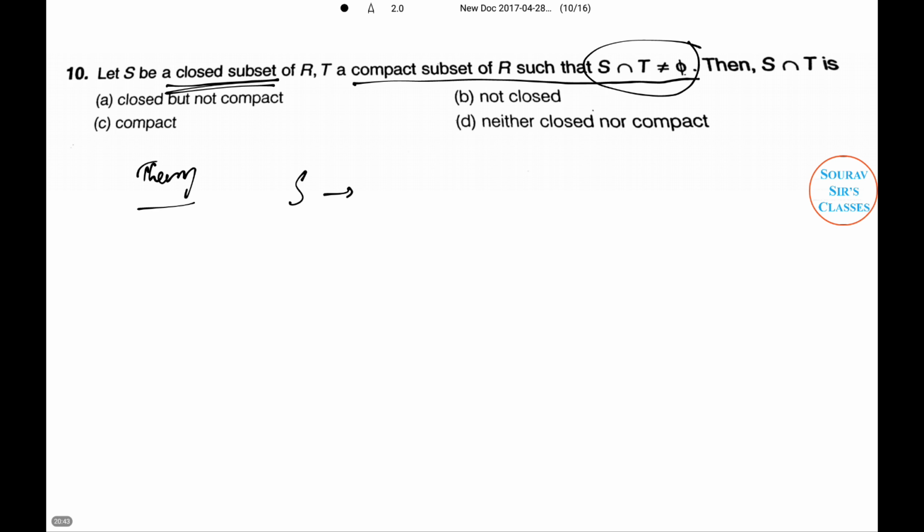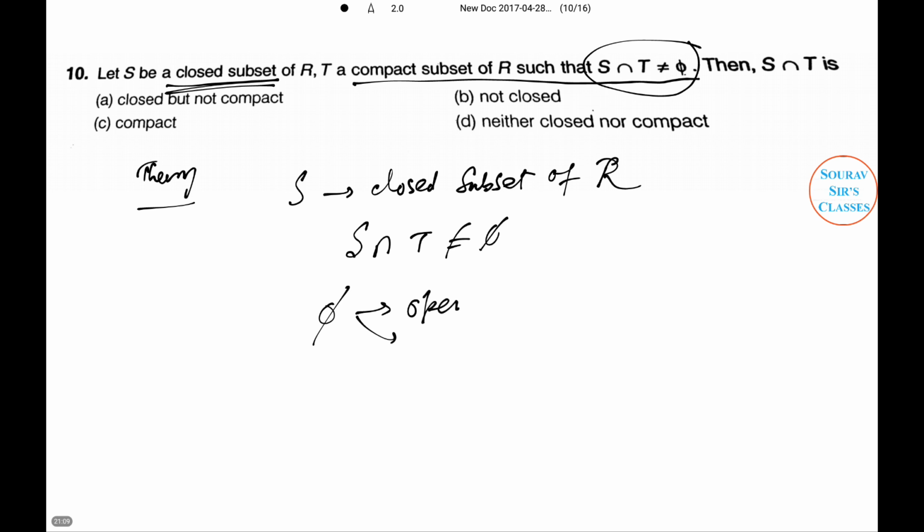Given that S is a closed subset of R, and T is a compact subset of R, and S intersection T is not equal to phi. So we know that phi is open as well as closed. So this one is open as well as a closed set as well. So this phi is nothing but a compact set.